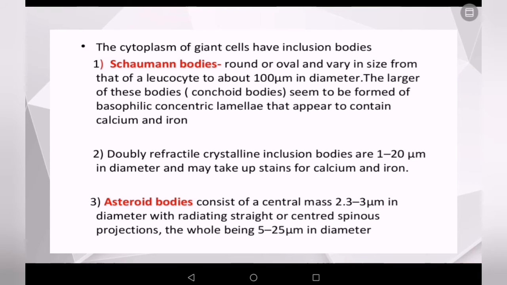Double refractile crystalline inclusion bodies are 1 to 20 micrometers in diameter and may take up stains from calcium and iron. The third one are the asteroid bodies, which consist of a central mass 2.3 to 3 micrometers in diameter with radiating straight or centered spinous projections, the whole being 5 to 25 micrometers in diameter. Due to these spinous projections, these are known as the asteroid bodies.